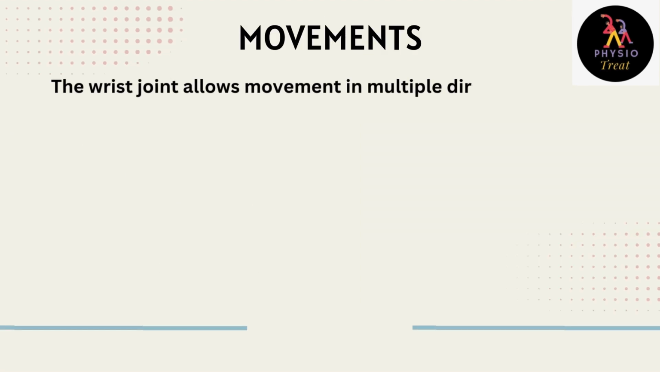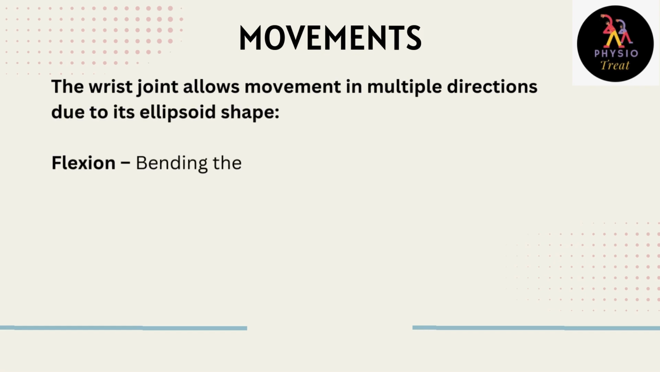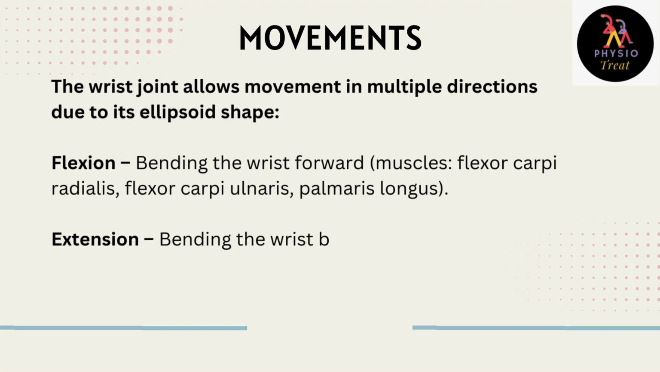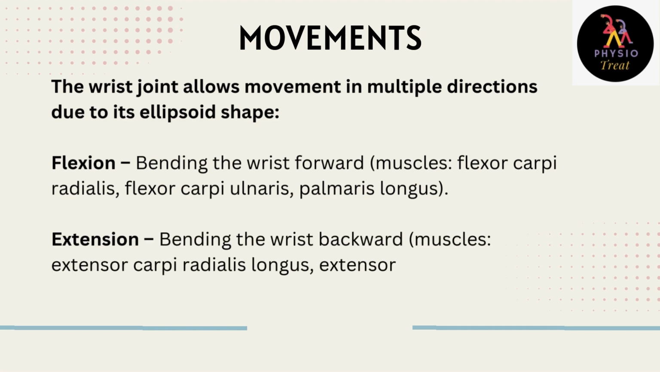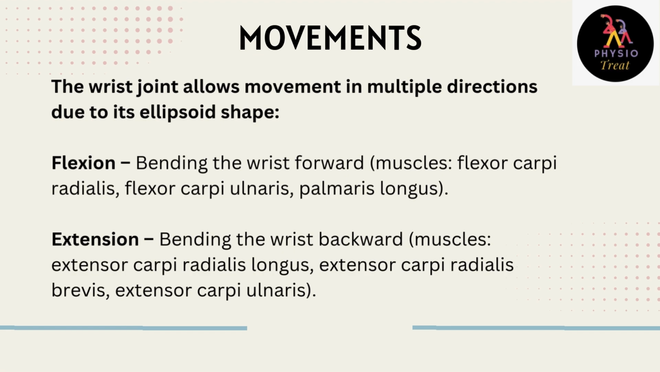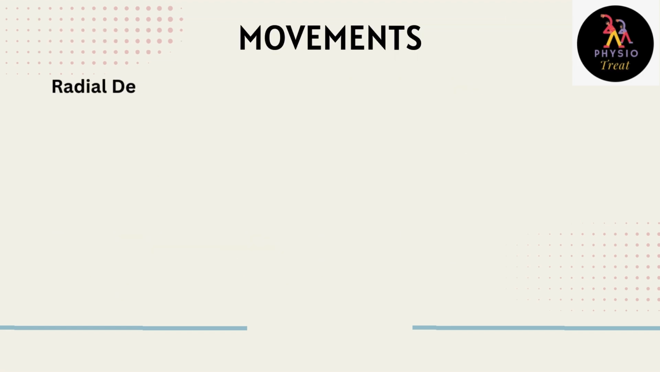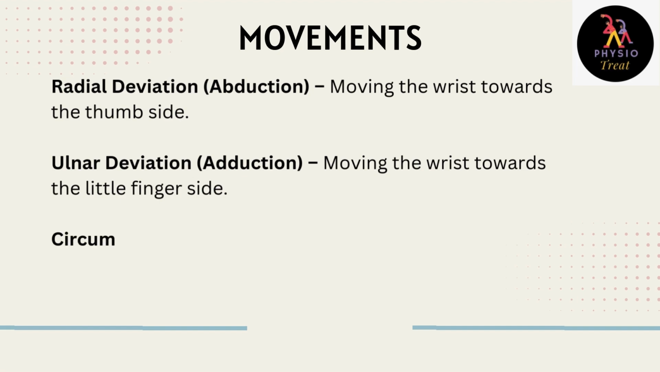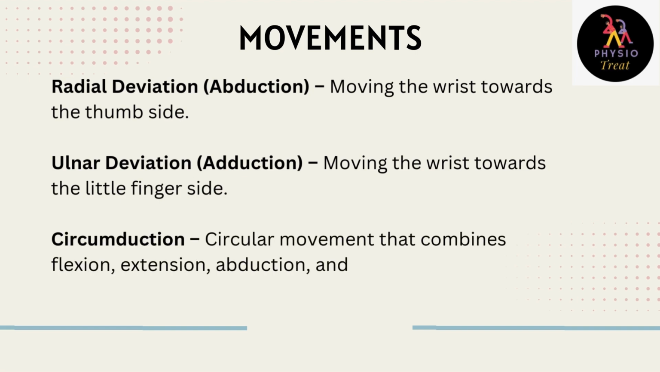Movements. The wrist joint allows movement in multiple directions due to its ellipsoid shape. Flexion, bending the wrist forward. Extension, bending the wrist backward. Radial deviation, moving the wrist towards the thumb side. Ulnar deviation, moving the wrist towards the little finger side. Circumduction, circular movement that combines flexion, extension, abduction, and adduction.